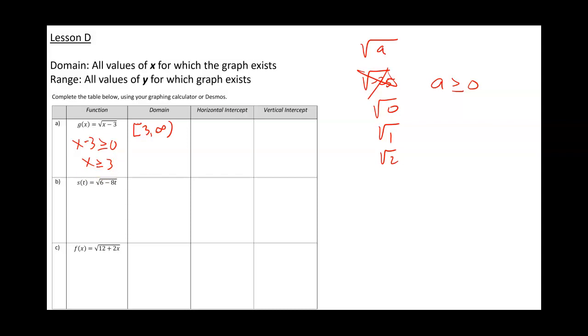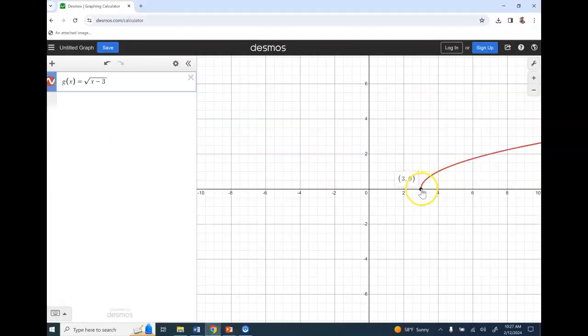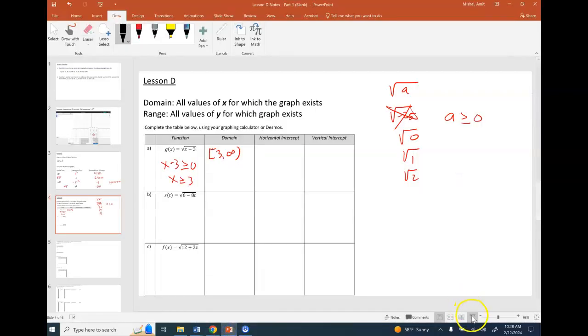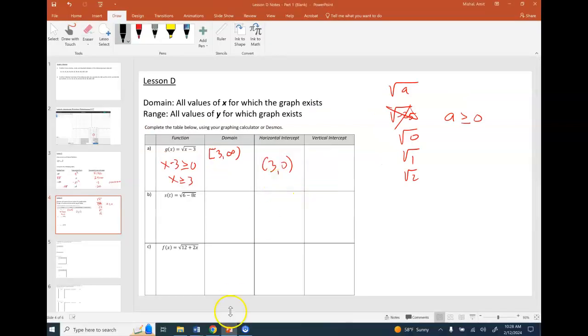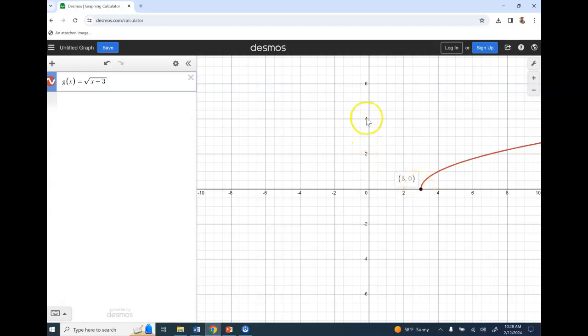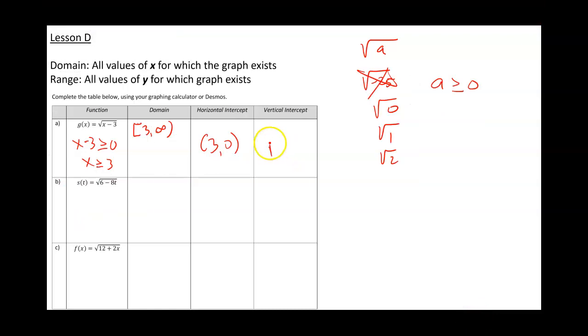Okay, now the horizontal intercept is where the graph is going to hit the x-axis. So if I look at my graph, my horizontal intercept is going to be the point (3, 0) because that's where the graph hits the x-axis. So I have my horizontal intercept as (3, 0). My vertical intercept is a point where the graph hits the y-axis. And again, if we go back to our graph, this vertical axis is the y-axis. The graph never hits it, so there is no vertical intercept.